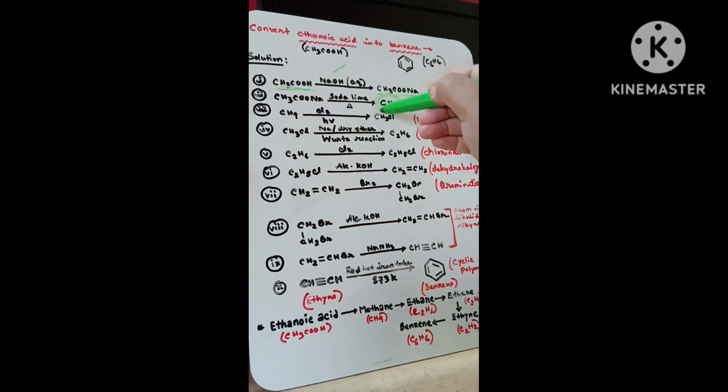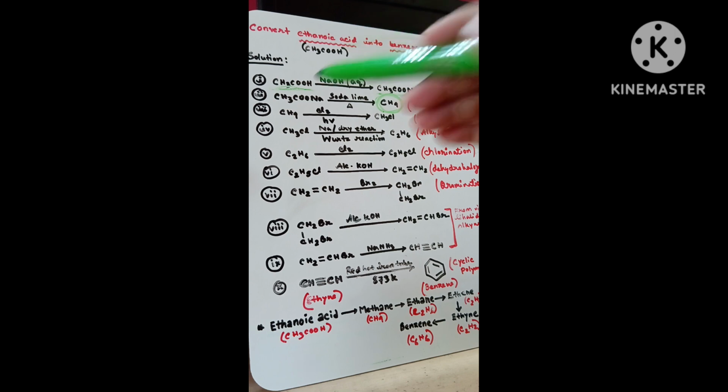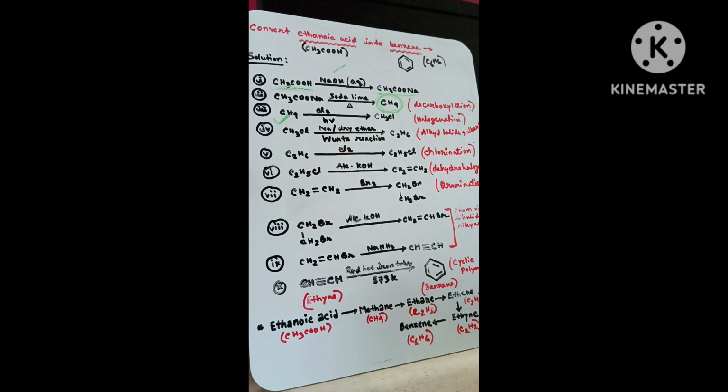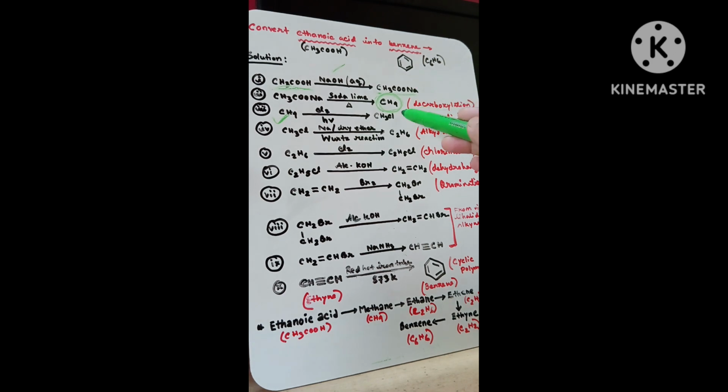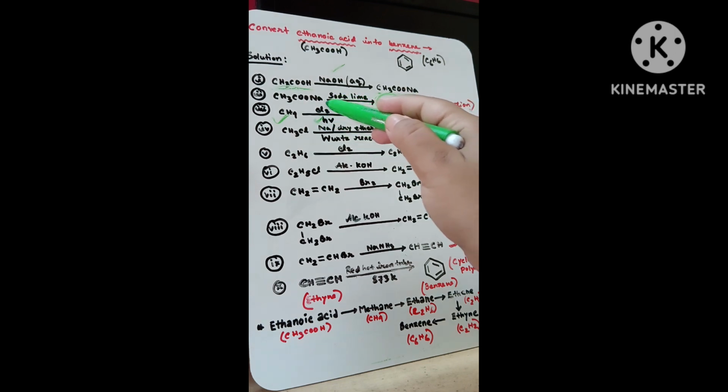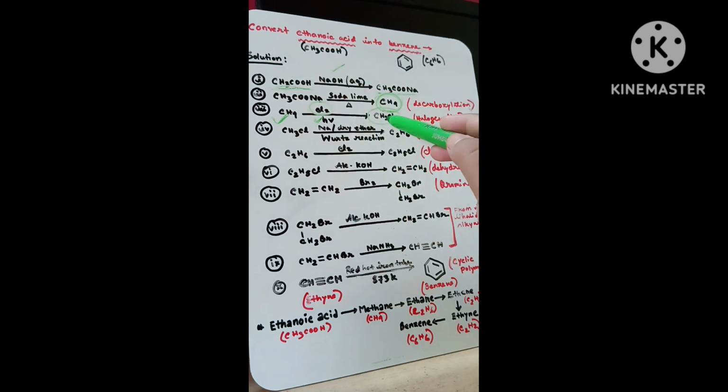This process is known as decarboxylation. Now after that, methane is reacted with chlorine in the presence of light to form methyl chloride. This is methyl chloride. In the presence of light, methane is reacted with chlorine to form methyl chloride. This process is known as halogenation.